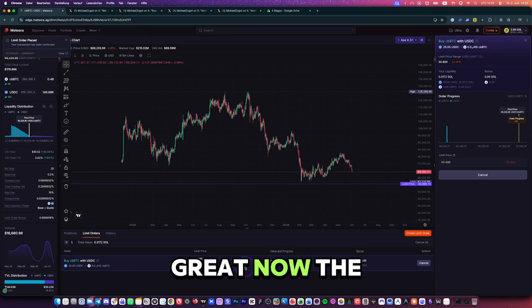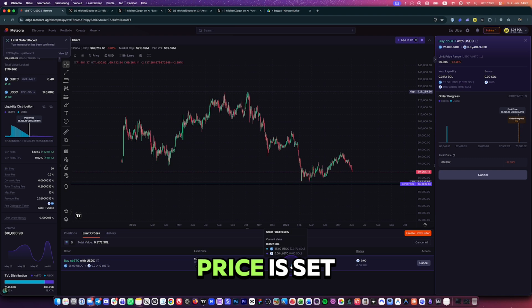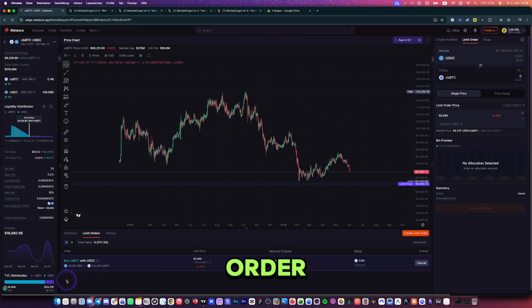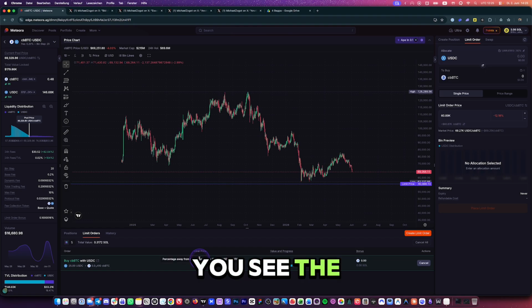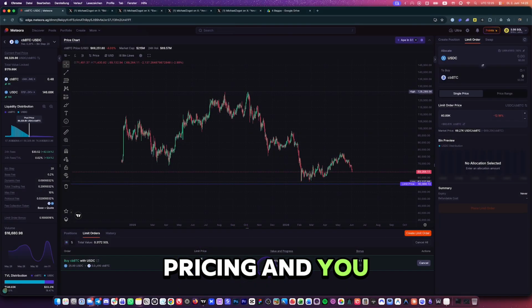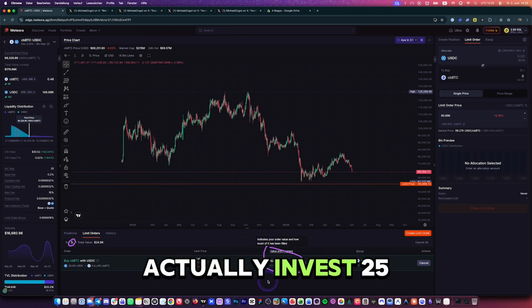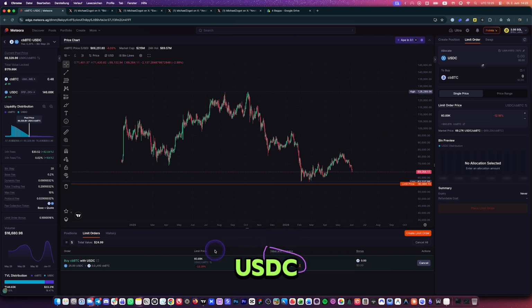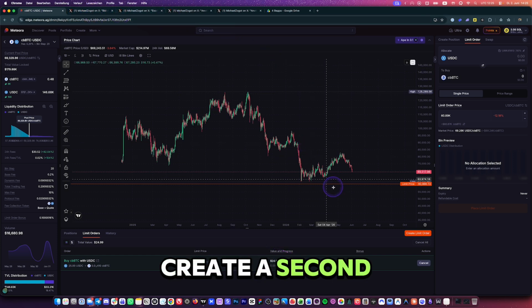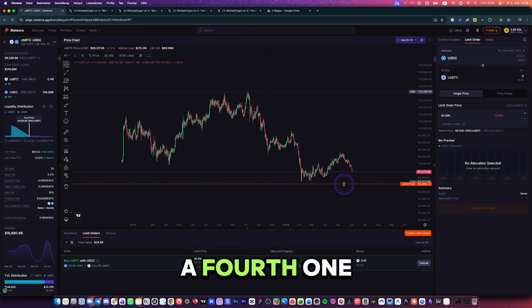Great, now the price is set. Now we have our first buying order. You see it here, you see the pricing, and you see also the dollar and Solana values. You can switch it to dollar here, back, and then you see that you actually invest 25 USDC. Then what you do is you create a second, a third, and a fourth one.